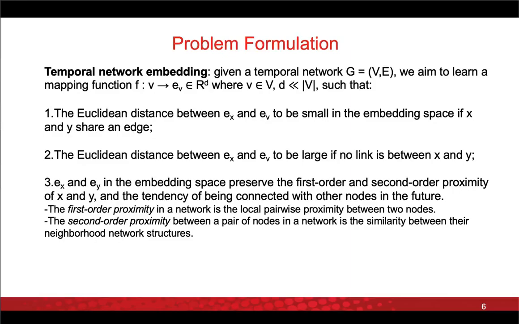Here is our problem formulation. Given a temporal graph, we aim to learn embeddings of nodes such that the Euclidean distance between two nodes is small if they share an edge. Otherwise, the distance should be large. Furthermore, the embedding of any pair of nodes should preserve the first-order and second-order proximity.